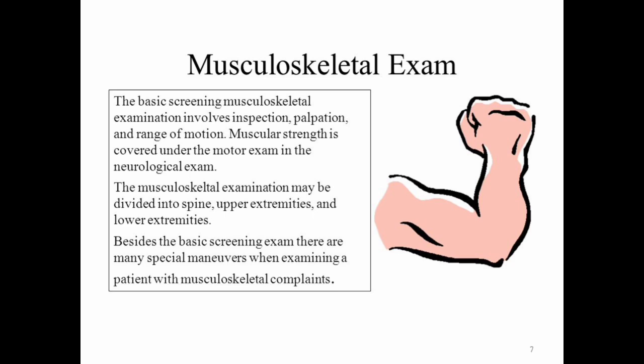Now the musculoskeletal examination is divided into three. It's basically divided on the basis of the region we are assessing. If we are assessing the spine, this would be known as a spinal examination. Then for the upper extremity we have a different examination. Then for the lower extremities we have a different examination. So this is how we divide it. Now what comes under these components?